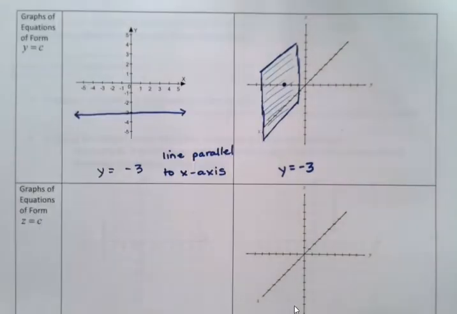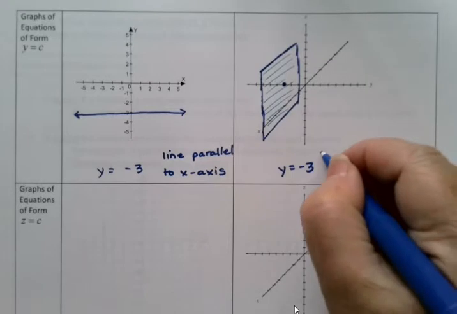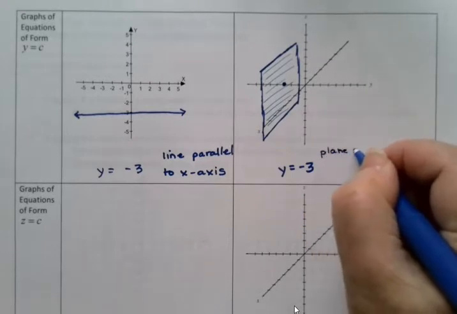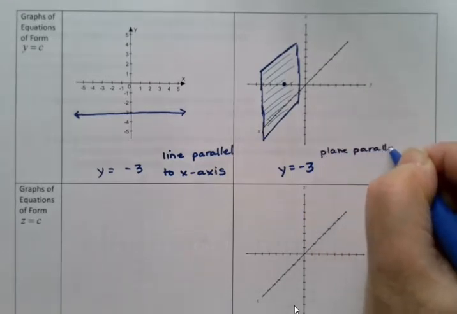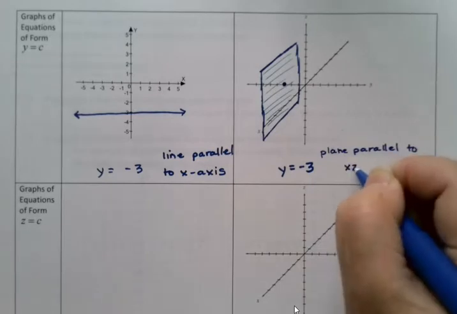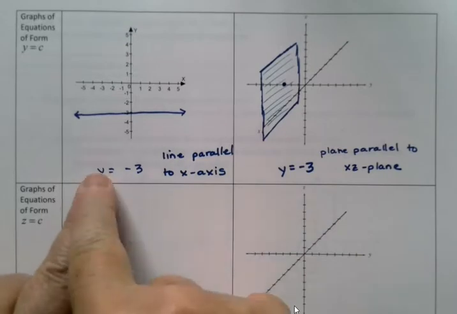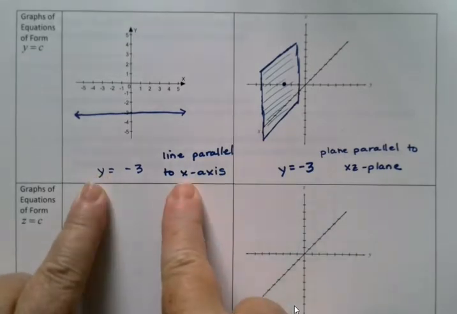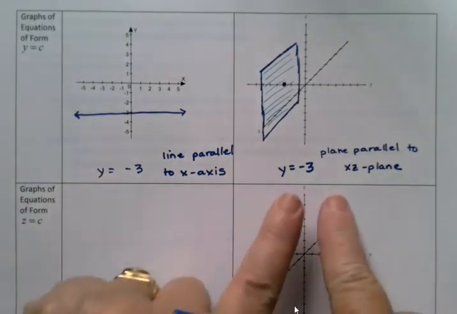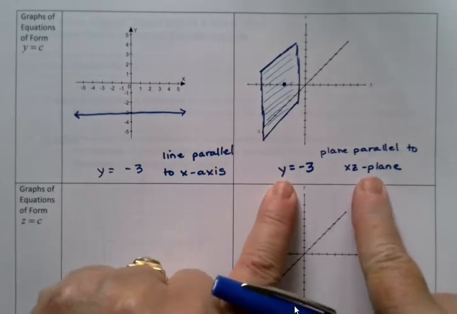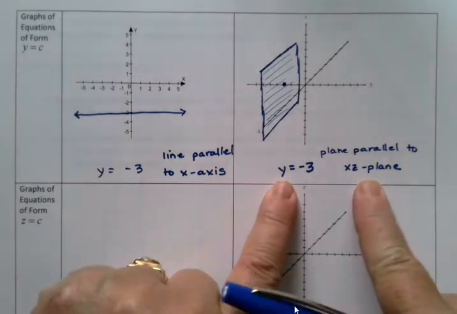So there's that vertical plane, and we'll notice that it's parallel to the XZ plane. Again, watch that pattern. Y equals -3 was parallel to the x-axis. 3-dimensionally, y equals -3 is parallel to the XZ plane.